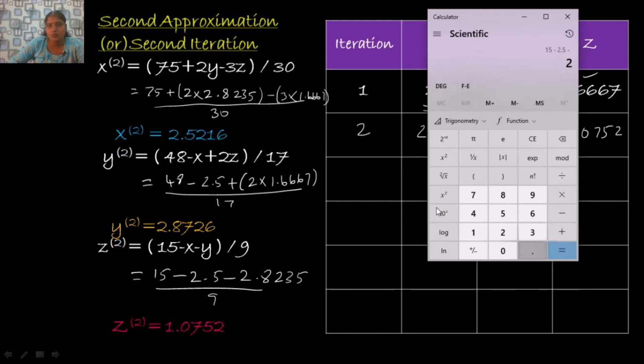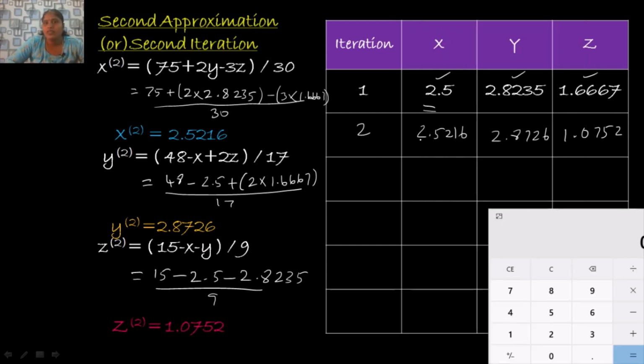Next for z, 15 minus 2.5 minus 2.8235, which equals 9.6765, and you divide this by 9, you get 1.075166 etc. So here itself we have to take up to 4 decimal places. The 5th decimal you have 6, so you have to add 1 with the previous decimal, so 1.0752.